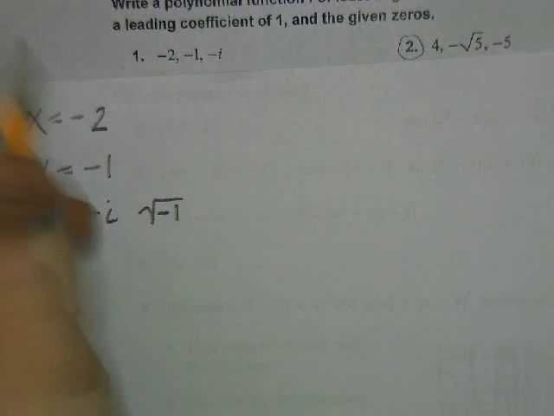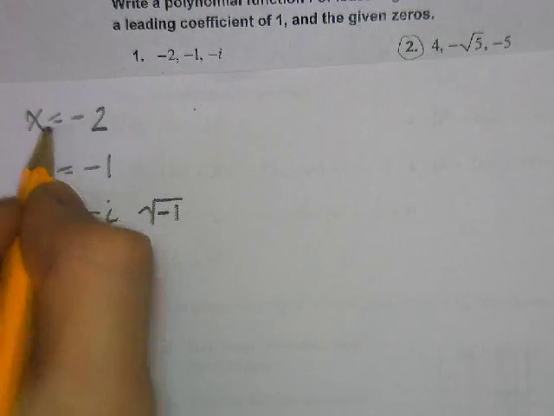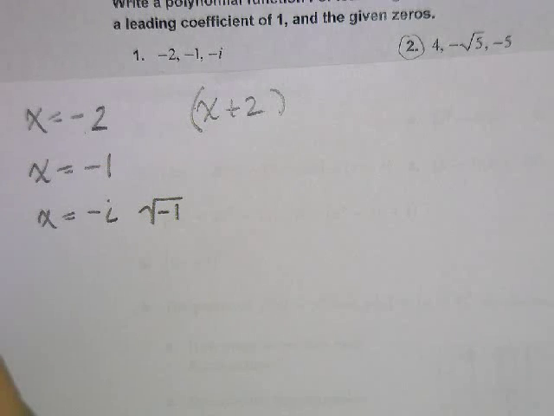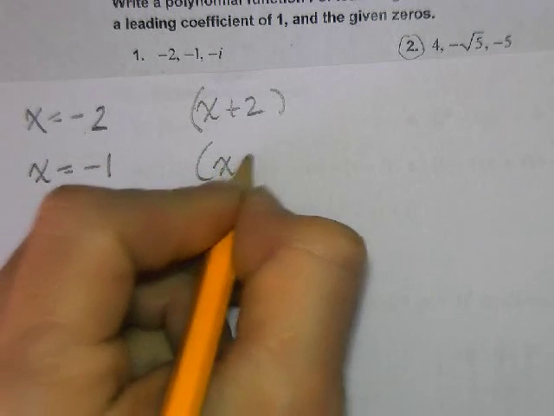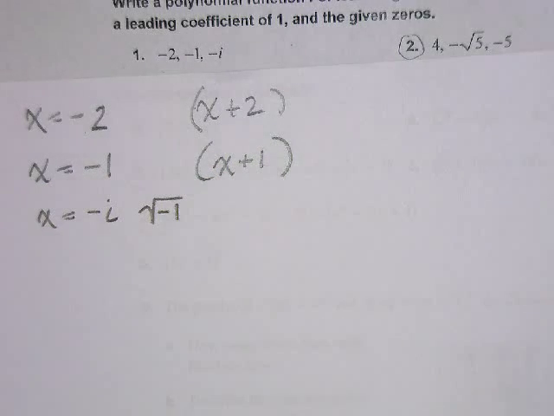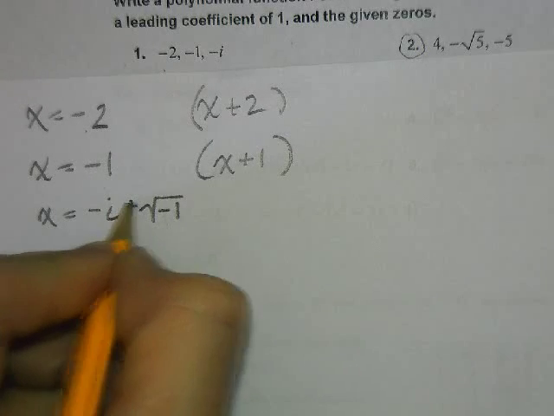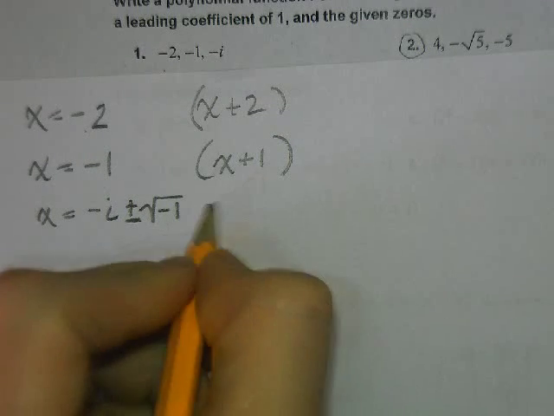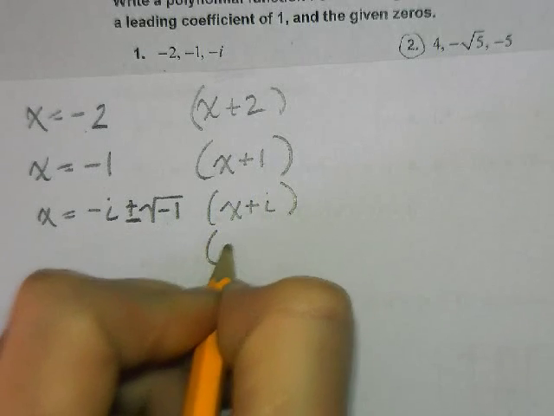We're going to take our roots and convert them into factors. So x equals negative 2, x plus 2 is the factor. X equals negative 1, x plus 1 is the factor. Now when we take the square roots here, remember, we talked about this in class, you're going to have plus and minus, so we're going to have two factors that come out of this. We're going to have x plus i, and then x minus i.